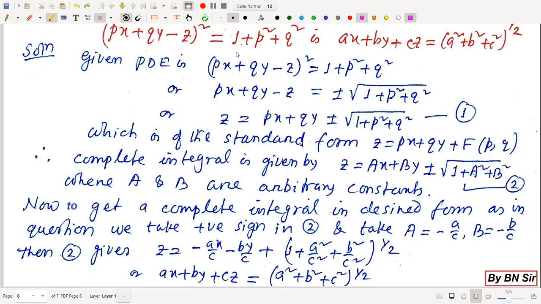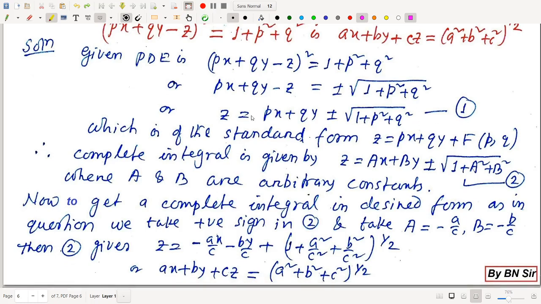So let us see. The given PDE is this. Taking the square root on both sides, we get plus or minus root over 1 plus p square plus q square. So z equals px plus qy plus or minus root over 1 plus p square plus q square, number 1. So this is of the standard form z equals px plus qy plus f of p, q. So the complete integral is given by z equals Ax plus By plus or minus root over 1 plus A square plus B square. Here, for the arbitrary constants, we have taken capital A and B; small a, b, c will be coming later. So this is the complete integral.